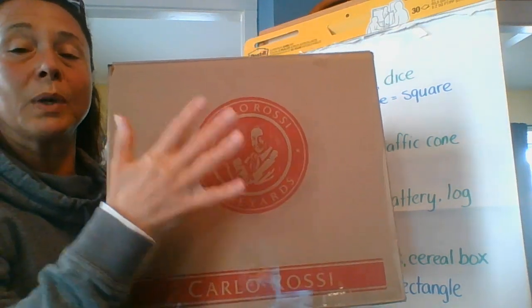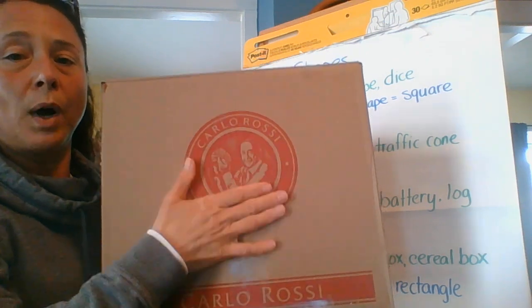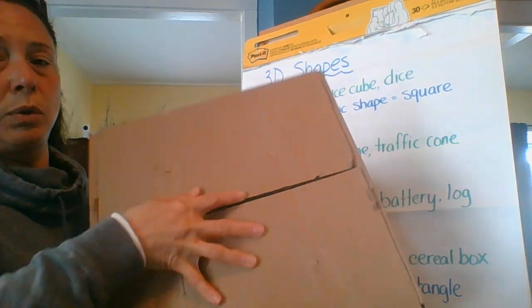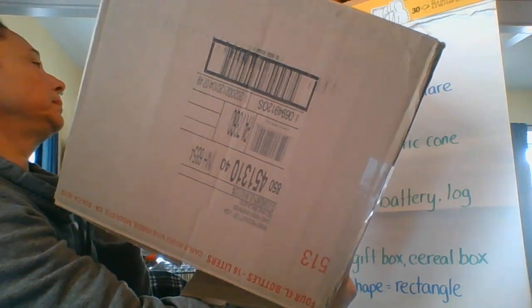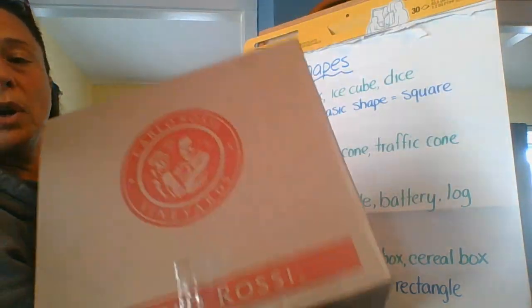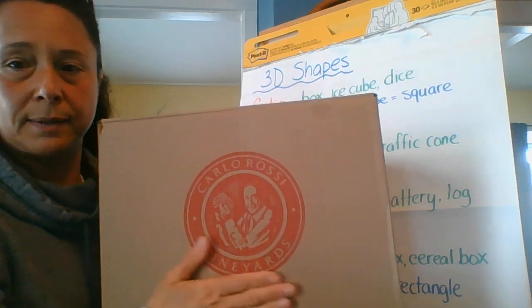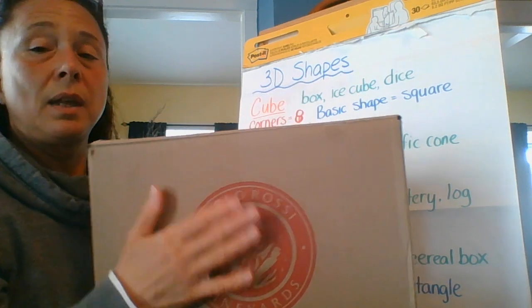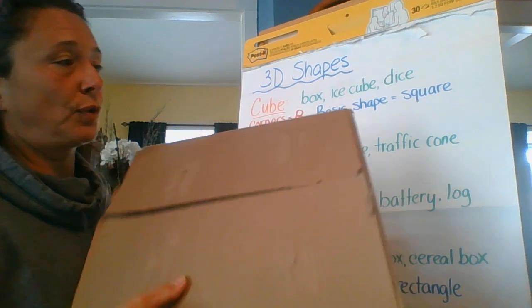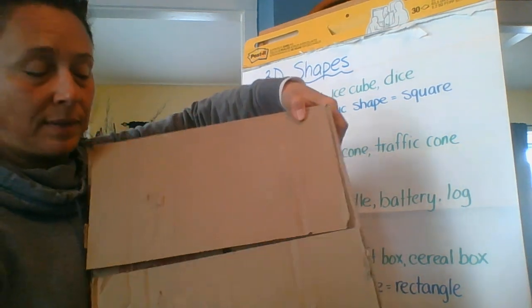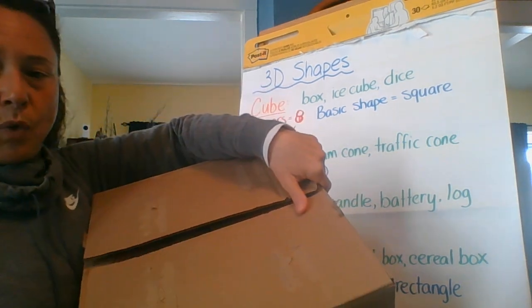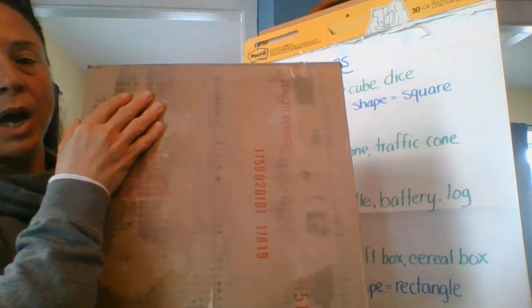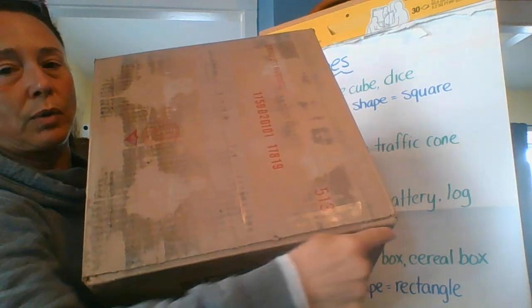So it's a cube. You count the number of squares. 1, 2, 3, 4, 5, 6. The number of squares are the faces, right? So there's 6 faces. There are 8 corners. If you find the top square, the top face, we have 1, 2, sorry, the flaps are open, 3, 4. We look at the bottom of this box, 1, 2, 3, 4.